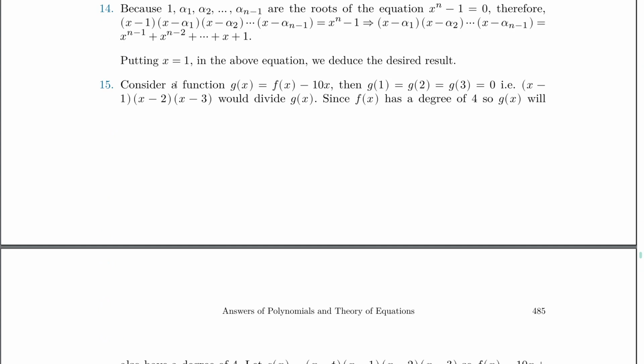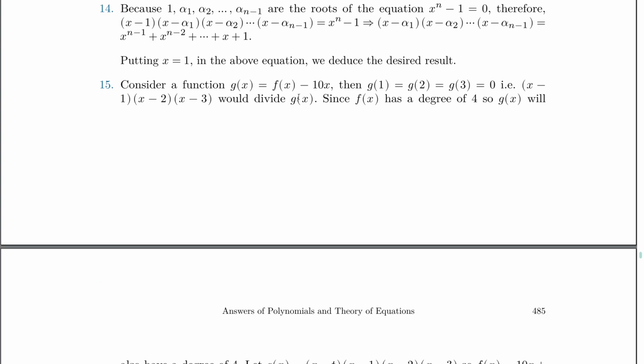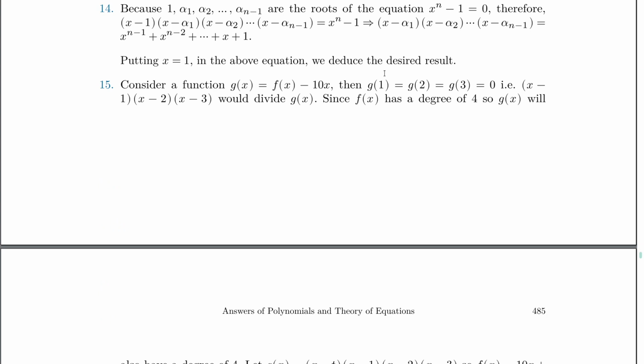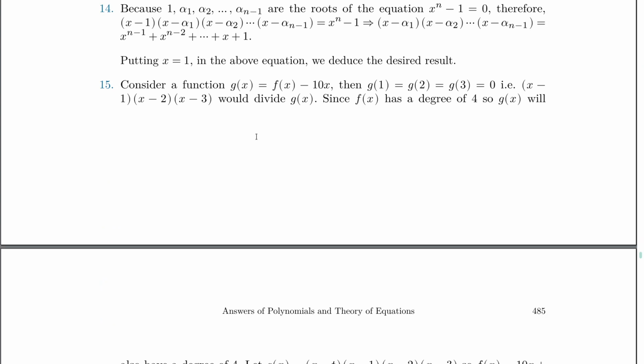So we consider a function gx is equal to fx minus 10x. Now g1, g2, g3 are 0. So here g1, g2, g3 are 0, because it is fx minus 10x. So x minus 1, x minus 2, x minus 3 would divide gx.